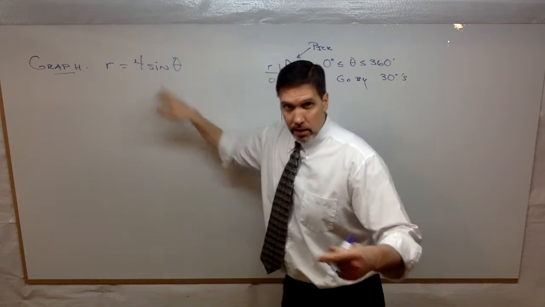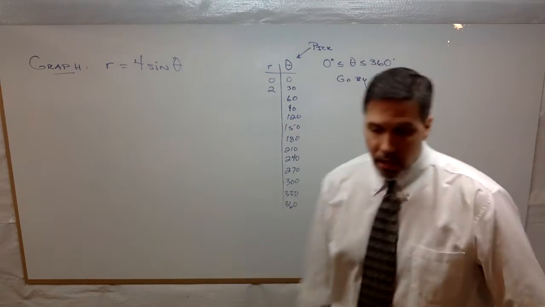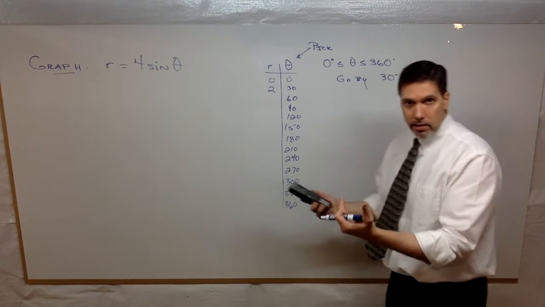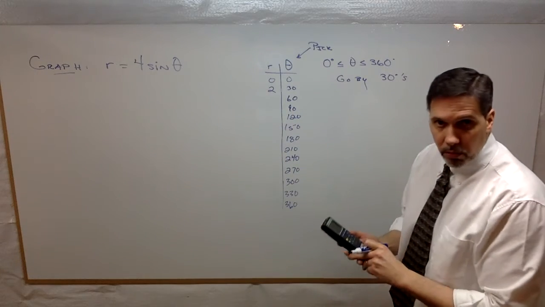All right, 30 degrees. Sine of 30 is nice. That's a half. Half of 4 is 2. Now for 60, I'm going to have to go to the calculator, because exact values are not going to cut it today. We can do exact values, but we have to plot these on the polar plane.